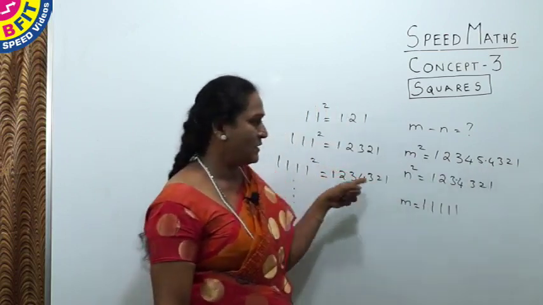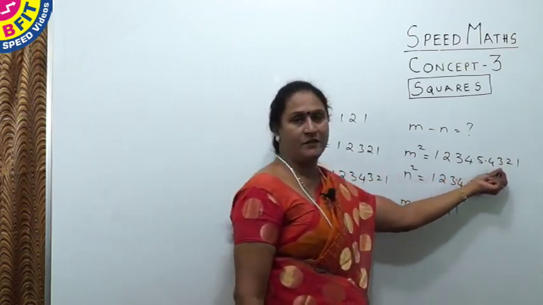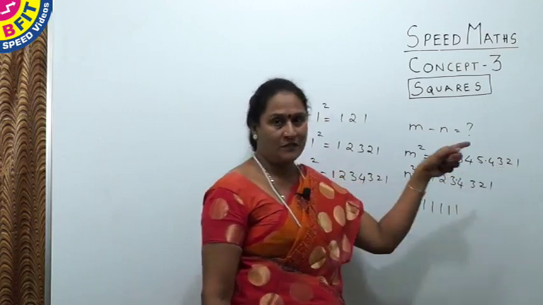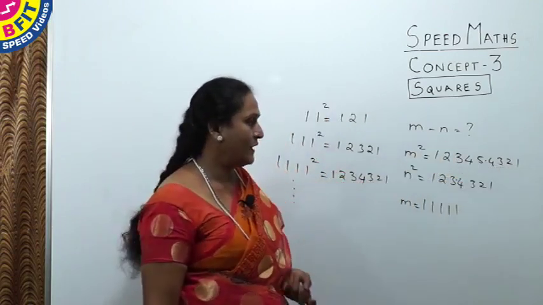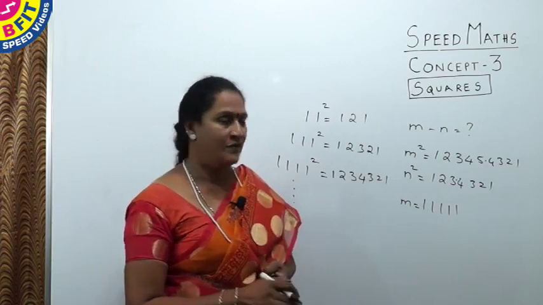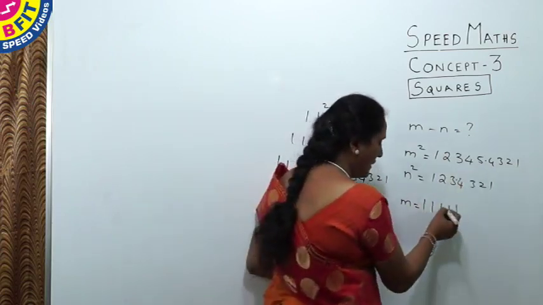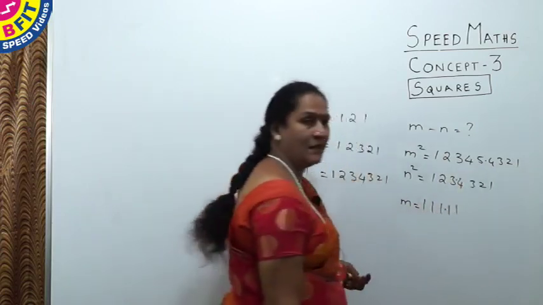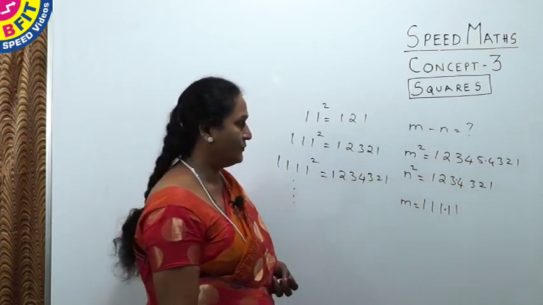And this is a decimal number. How many decimal places do you have in the square? 4 decimal places. When you are finding the square root, you will have half the number of decimals. So 4 means here you will have 2 decimal places in the square root.